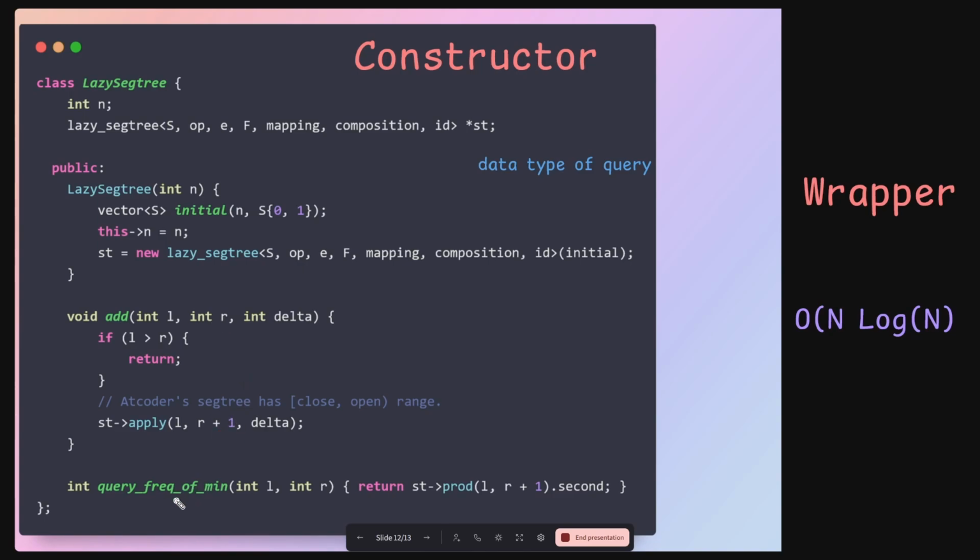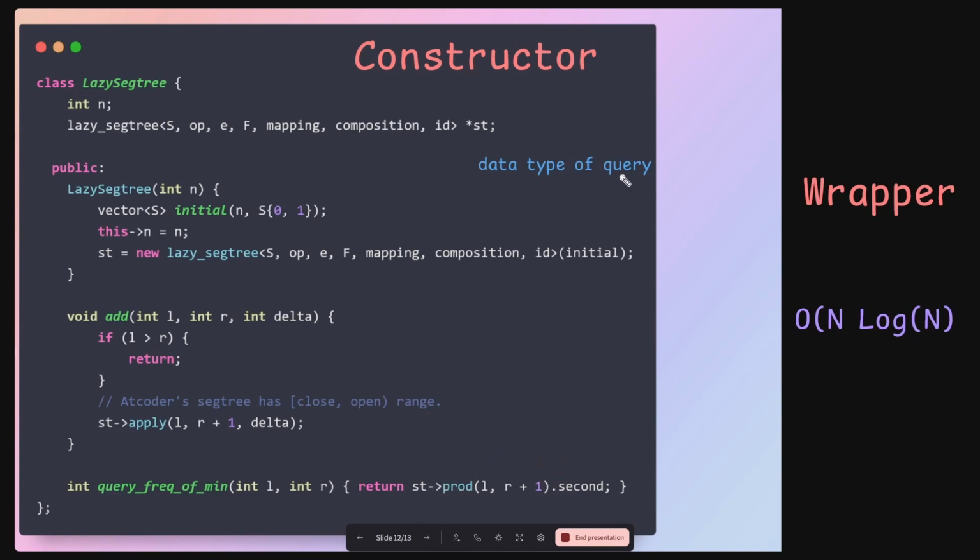And if you want to query the frequency of the minimum element, you just use a function called prod with the same logic as before, the closed-open range, and then this will give you the frequency of the minimum element as well as the minimum element. So you extract the frequency and send it.